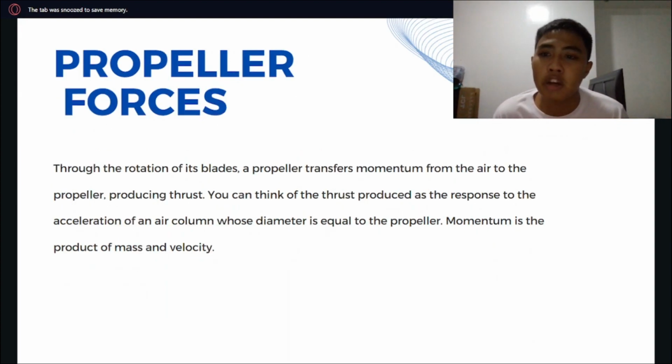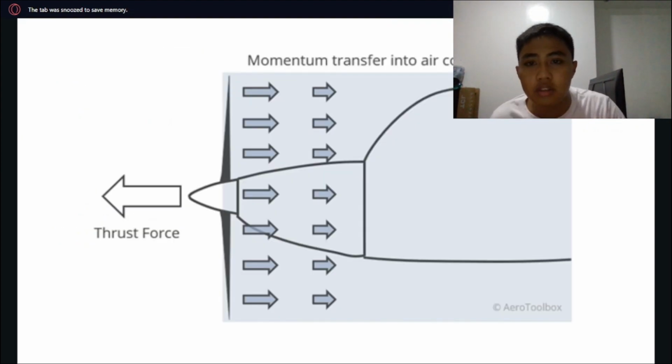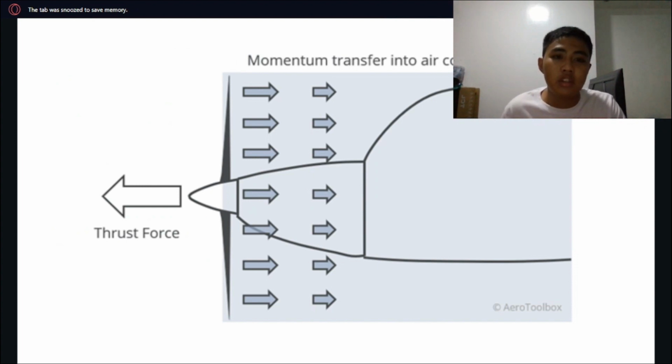So next is the propeller forces. Through the rotation of its blades, a propeller transfers momentum from the air to the propeller, producing thrust. You can think of thrust produced as the response to the acceleration of an air column whose diameter is equal to the propeller. Momentum is the product of mass and velocity. Through the rotation of the blade, the propeller cuts through the air, creating a forward motion or a thrusting force.